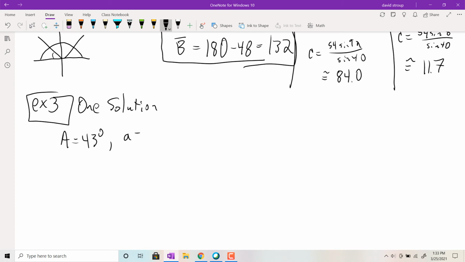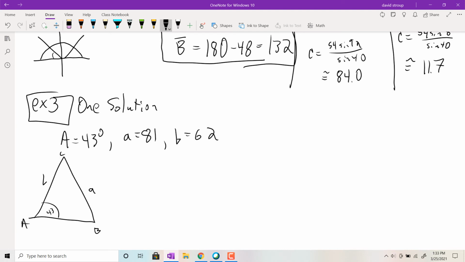So going back now in the book to example 3, the one solution case, they give us A is 43 degrees, little a is 81, and little b is 62. And if you want to draw your triangle, you can. Well, sure, let's go ahead and try it. So 43, this is A, B, C, and this is little a, little b. We have little a and little b, so we put those in. So little a is 81, little b is 62, and I don't know what little c is, right? So big C and little c are unknown, and big B is unknown.